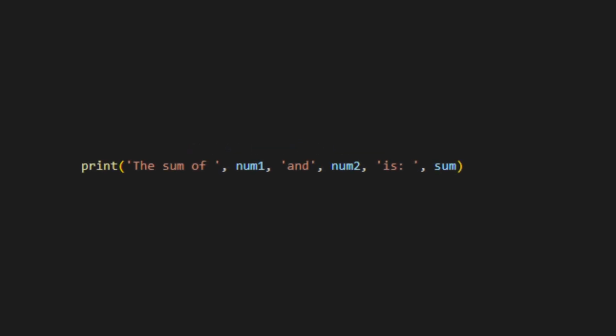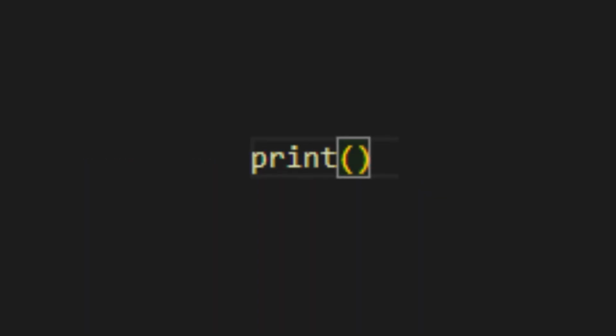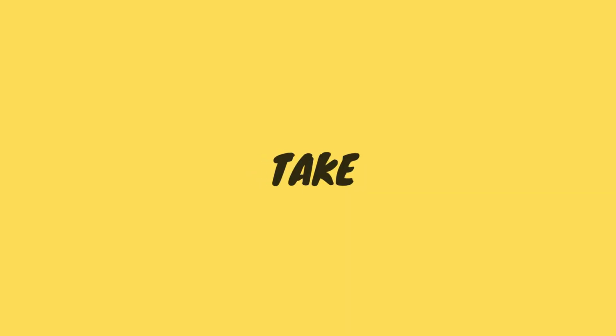Finally, the last line of code prints out the result using the print function. The print function is used to display output to the user. If you want to know more about the print function, check my last video on how to print Hello World in Python. Now, let's take a look at some of the different data types in Python.